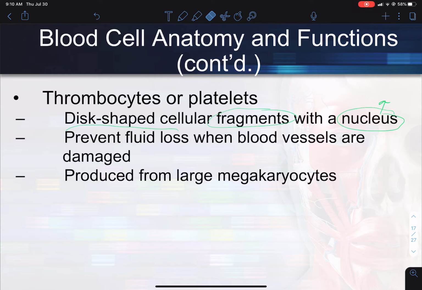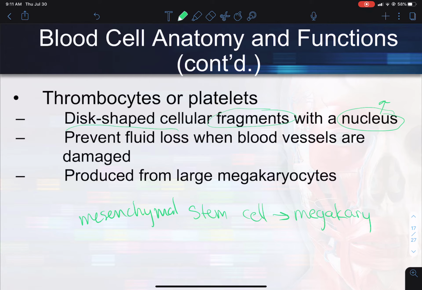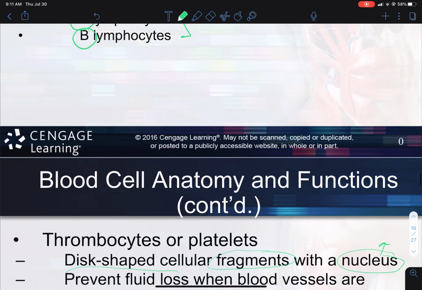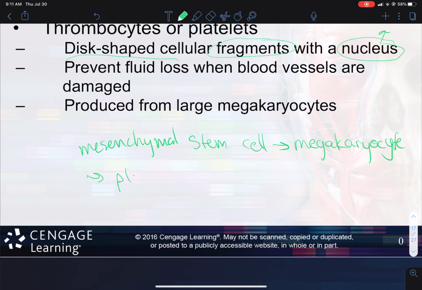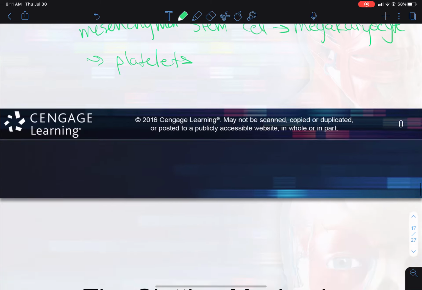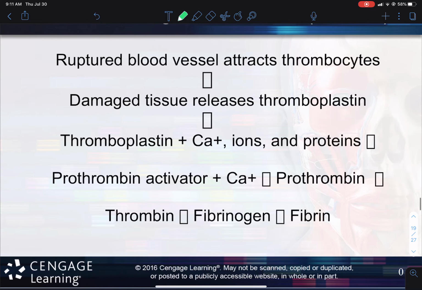And these are produced from stem cells, from those mesenchymal stem cells. So let me write that out. Mesenchymal stem cell. And then those get differentiated into megakaryocytes. And then those finally get turned into platelets. So megakaryocytes. Okay, so how do we do this? How do we actually clot the blood vessel? So I think these are supposed to be arrows like this. That's what I'm imagining. Oh, sorry, like this.